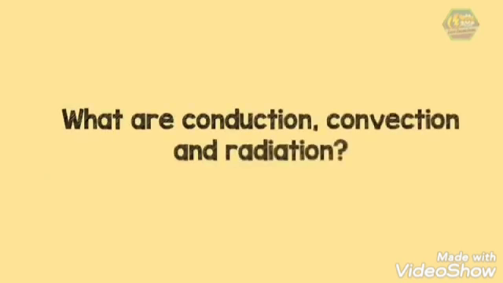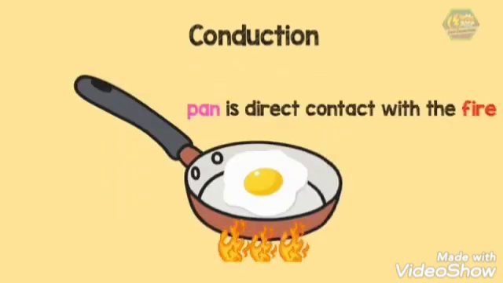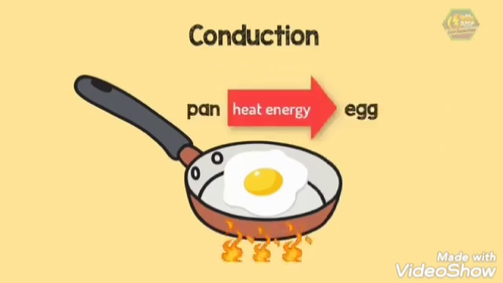What are conduction, convection and radiation? Let's start with conduction. Conduction is a process in which the transfer of heat takes place between objects by direct contact. The key of conduction is direct contact. Let's discuss. The pan is in direct contact with the fire.